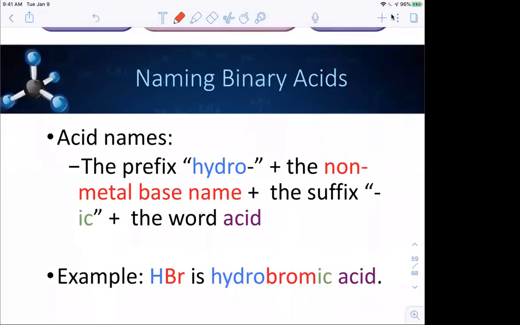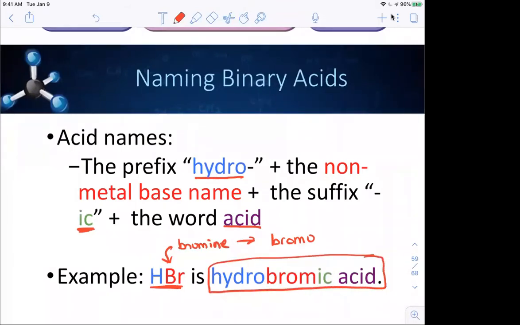So here we go. If I'm going to name HBr, I'm going to use hydro. The nonmetal base name, well, this is from bromine, so the nonmetal would be bromo. And then the suffix ic, and then the word acid. So this would be called hydrobromic acid. This would be the name for that particular molecule.